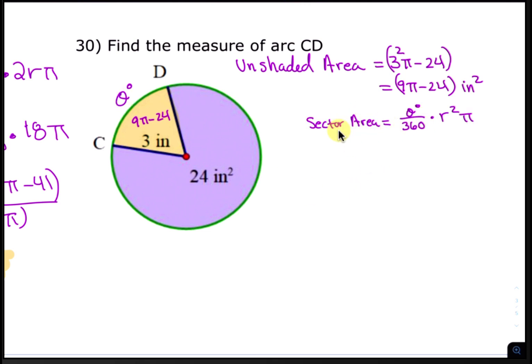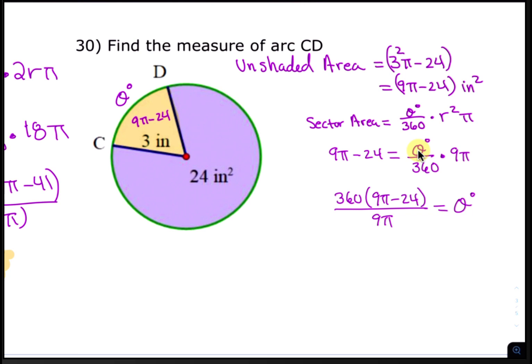Now we plug this into the sector area formula. Sector area is degree over 360 times r squared pi. Replace the sector area with 9 pi minus 24, and r is 3, so 3 squared becomes 9. We need to get theta by itself. So the degree measure theta is 360 times (9 pi minus 24), all divided by 9 pi. We put this in our calculator and we get the degree measure is 54.42 degrees.